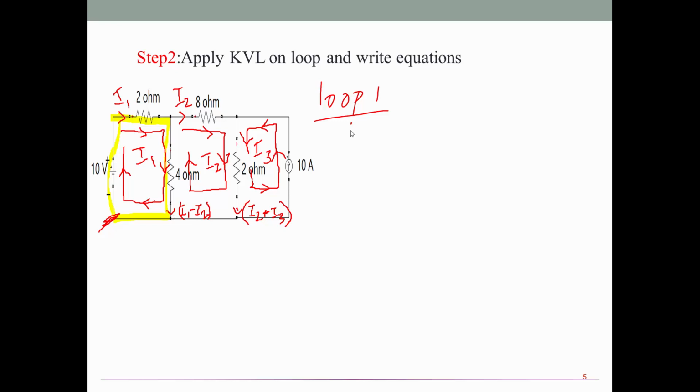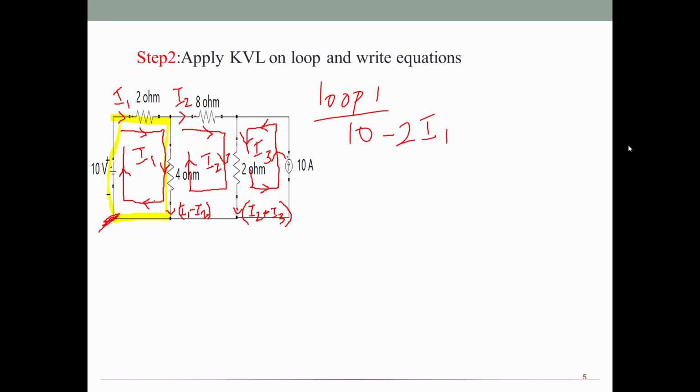So take down 10. Coming to the second element, we have a 2 ohm resistor. On this 2 ohm resistor, both branch current and loop current are the same. So you take down minus 2 times I1. That is, the drop is minus.